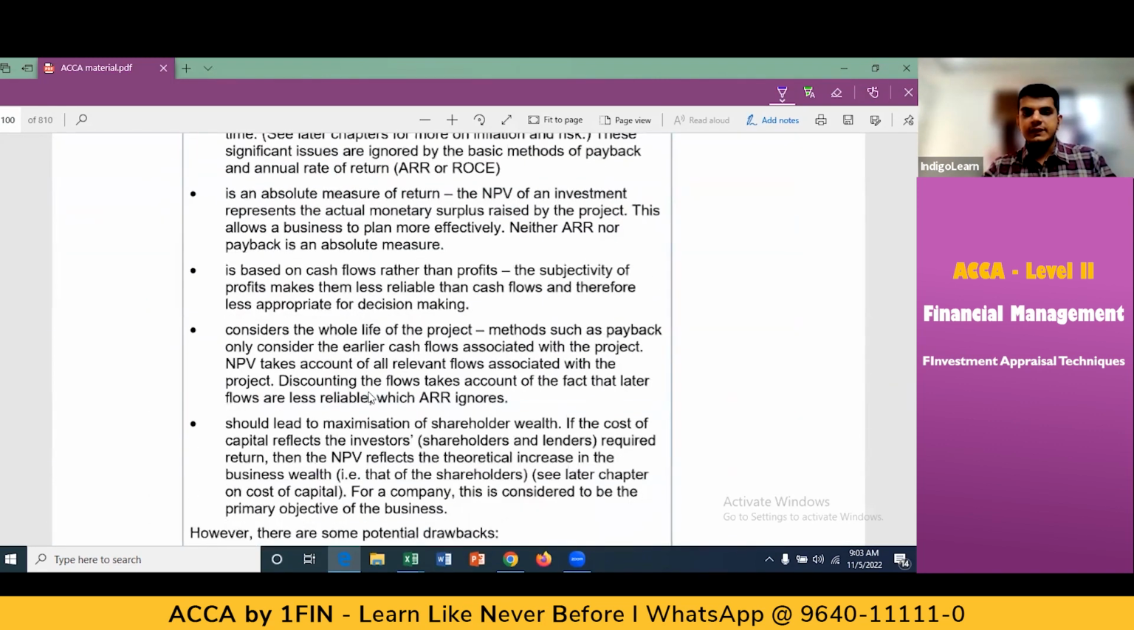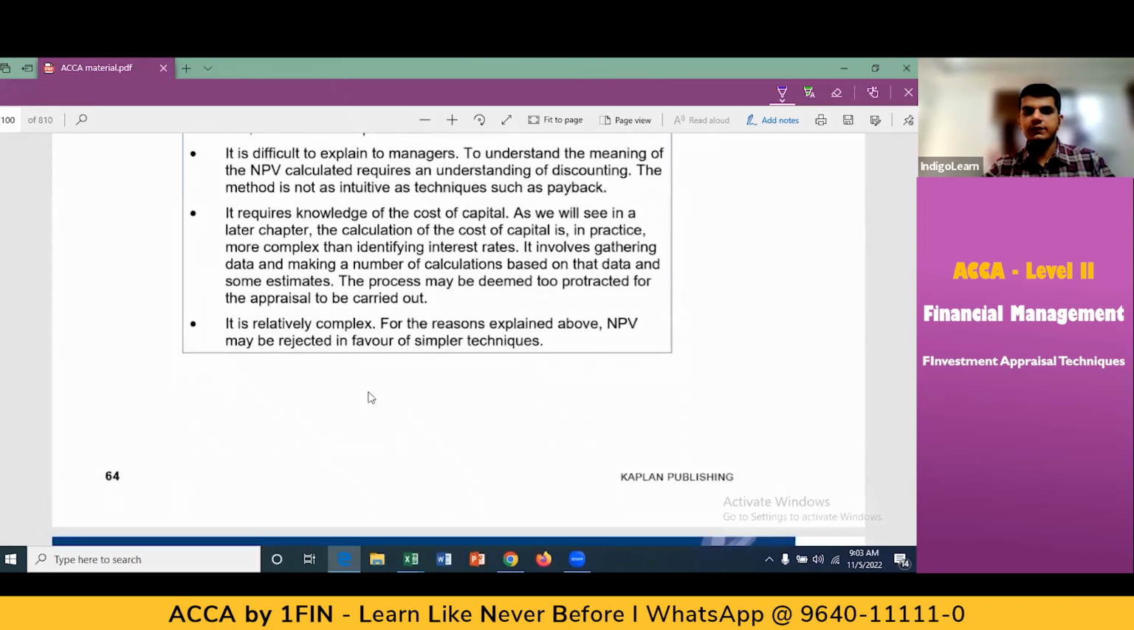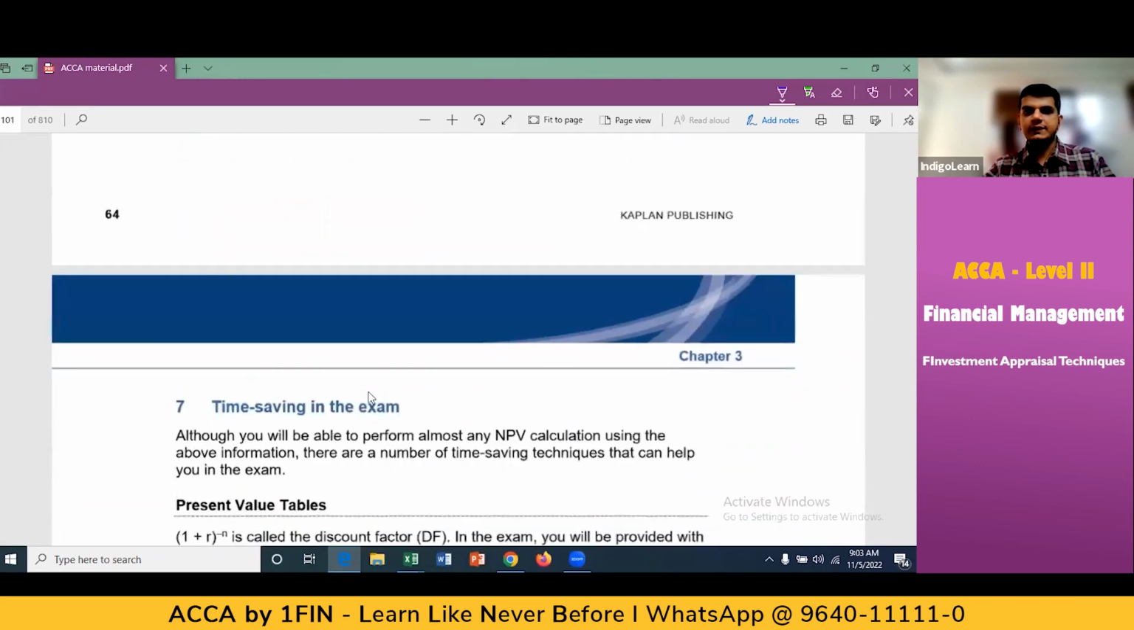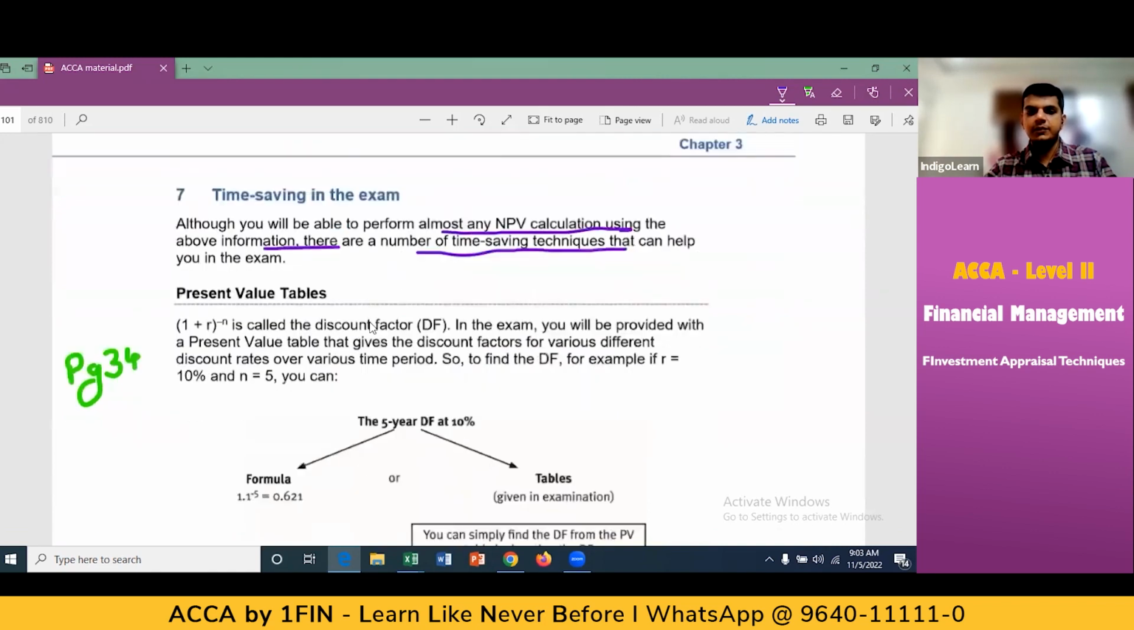So you can just see through it once as a homework, you can go through it. In any case, it is the same as what we have discussed right now. It is just an alternative, given as time saving in the examination. Although you will be able to perform almost any NPV calculation using the above information, there are a number of time saving techniques that can help you.